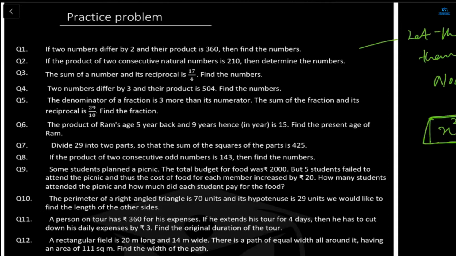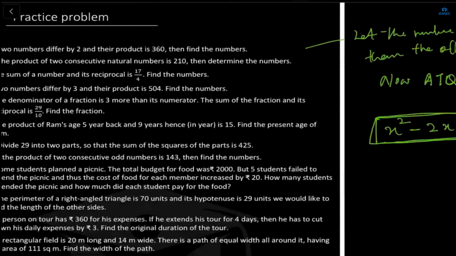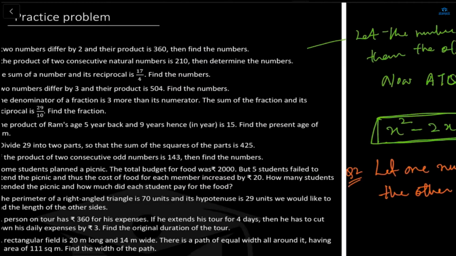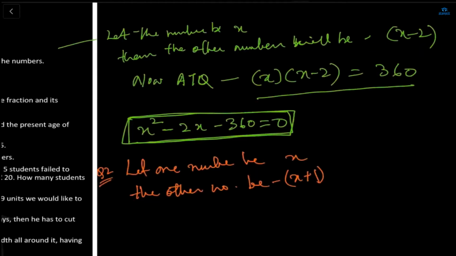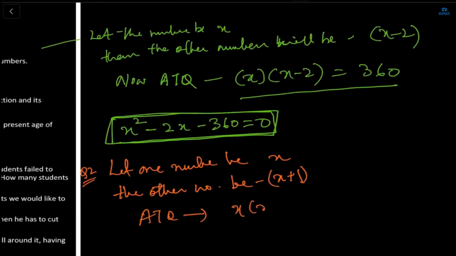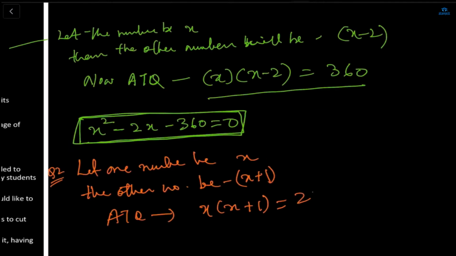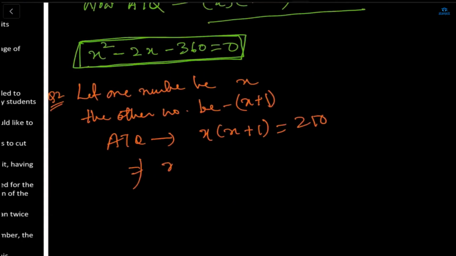We are talking about this concept, so we need to assume only one number. Let one number be x. Then, since we are talking about consecutive numbers, the other number is x plus 1. What is said here? The product of the two consecutive numbers is 210. So according to question, x multiplied by x plus 1 gives you 210. Solving this, you get x squared plus x minus 210 is equal to 0. This is your quadratic equation.